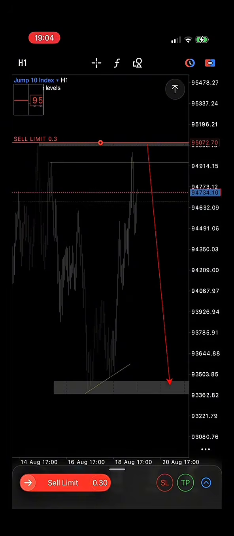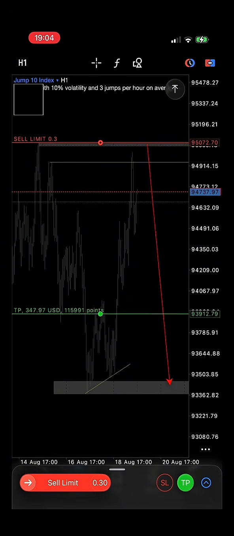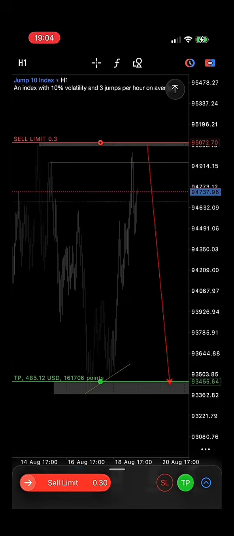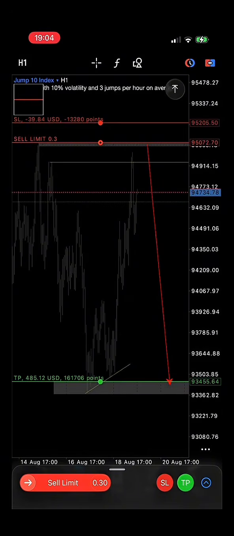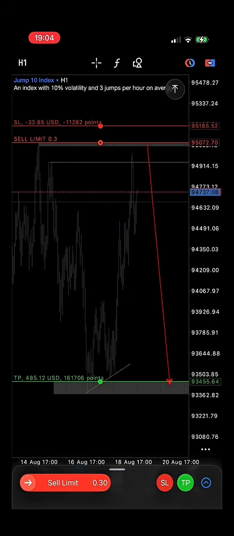So I placed my sell limit there of 0.3 lot size on Jump 10, which is quite huge. So I was expecting that the profit target is going to give me something like $485 after risking something like $33. So now from here, let's wait and see what happens afterwards.